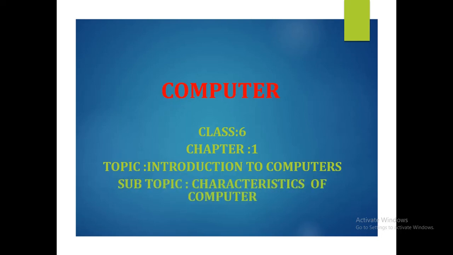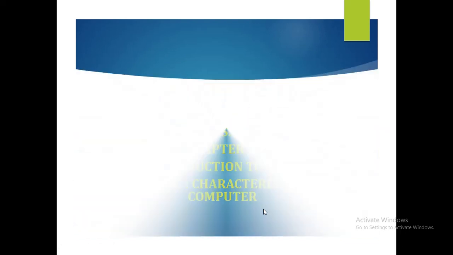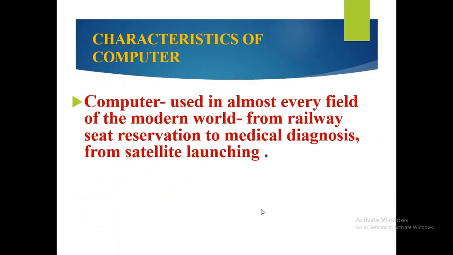Hello children, in the last video we saw computer as an evolving machine, and in this video we are going to see the characteristics of computer. Computers are used in almost every field of the modern world. It is used for reserving seats in railway, and it is also used in medical diagnosis and for satellite launching.